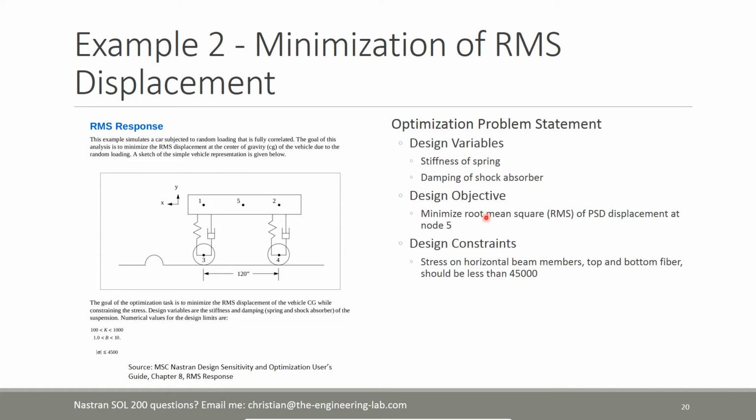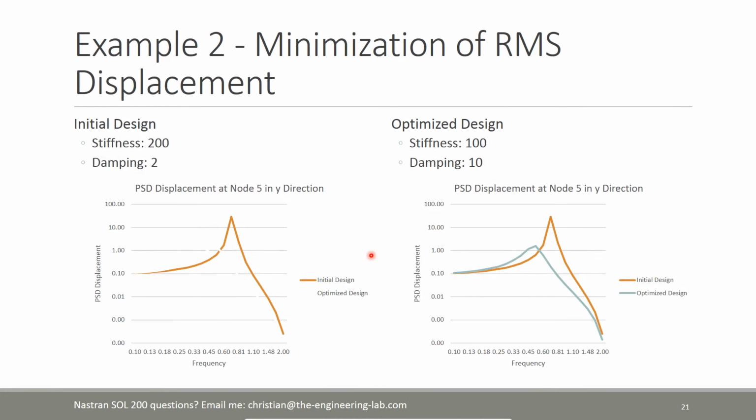And for the design constraints, we want to make sure that the beam members, again, this is a very simple model, the beam members that are connecting from node 1 to 5 and 5 to 2 are within a value of 45,000. So let's go ahead and show you what the before and after is.